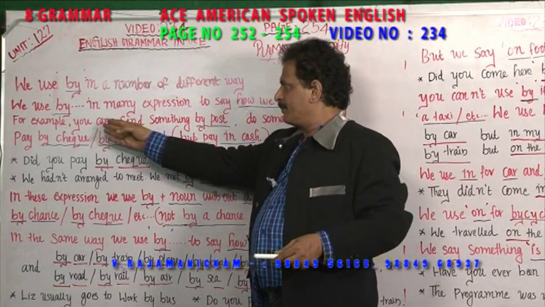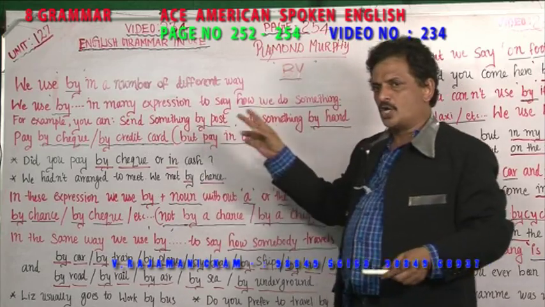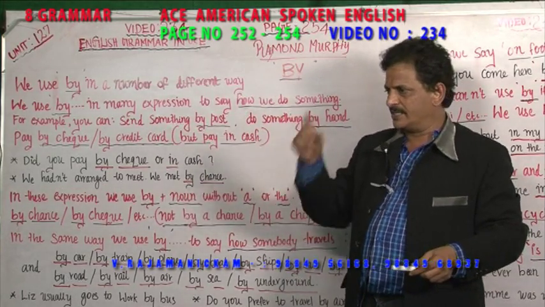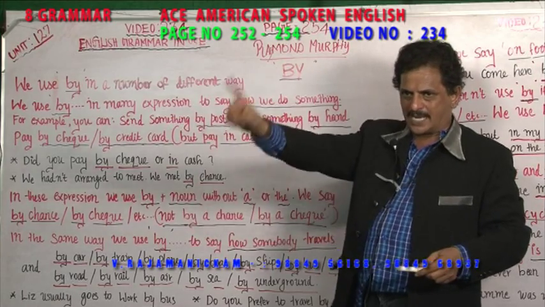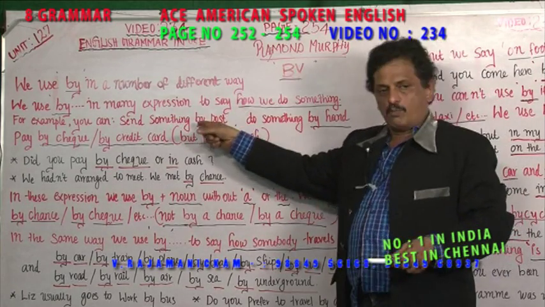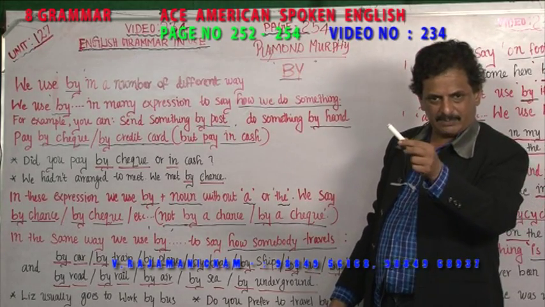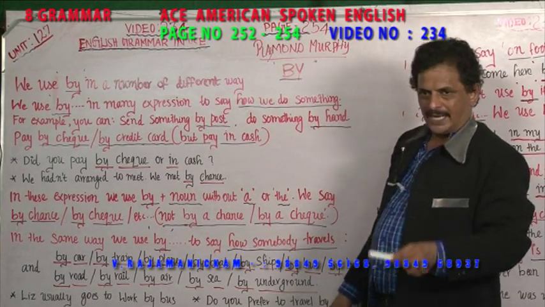We use 'by'. For example, you can send something by post. தபாலிலே ஒன்றை அனுப்பலாம். I'll send a letter to you by post. I'll send the parcel by post. 'By post' என்றால் என்ன? மூலமாக. 'By' என்றால் மூலமாக. 'By' னா டைம். அது வேற by, இது வேற by. குட் பை, அந்த பையும் வேற.